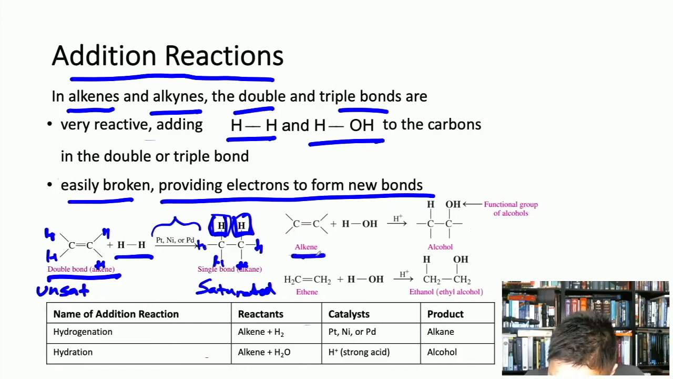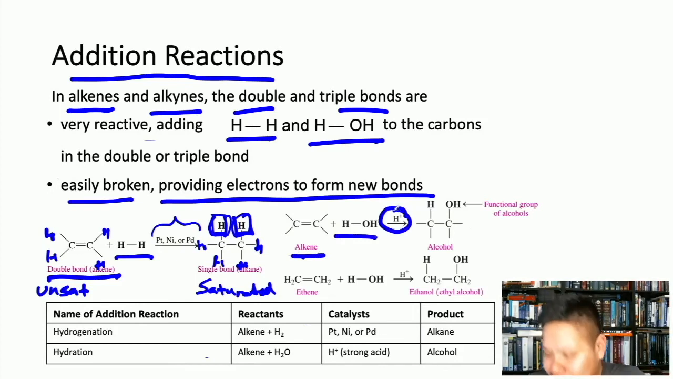The alkene can also react with water, with some acid. That H plus there means acid, right? And then it gets hydrated. So in a hydration reaction, it becomes an alcohol where part of the water leaves as an OH to attach to one carbon, and the other hydrogen on the water goes and attaches to the other carbon, breaking the double bond that used to be there.